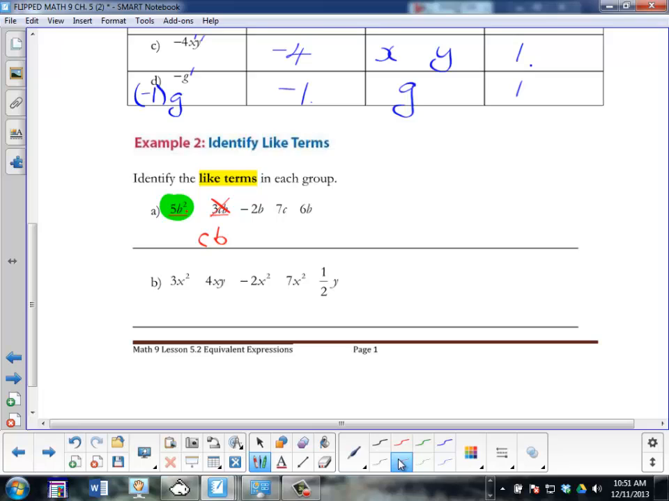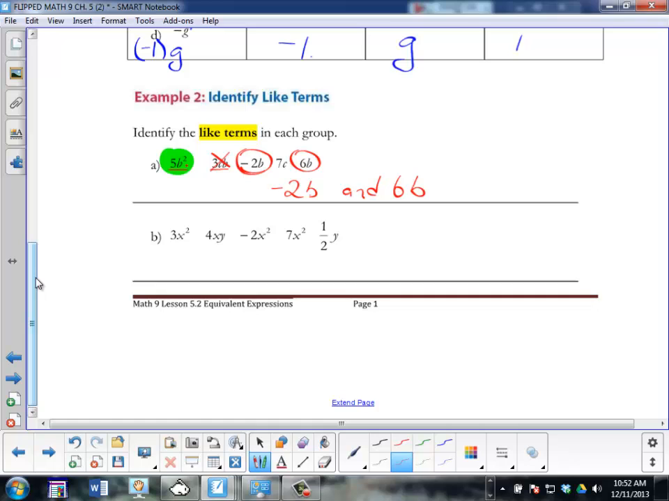Then we've got the next one, which is minus 2b, and we see over here we've got a 6b. We've got the same variable. So minus 2b and 6b, because they have the same variable and the same exponent with each variable, are going to be called like terms. All right, let's go through and have a look at the next one here.